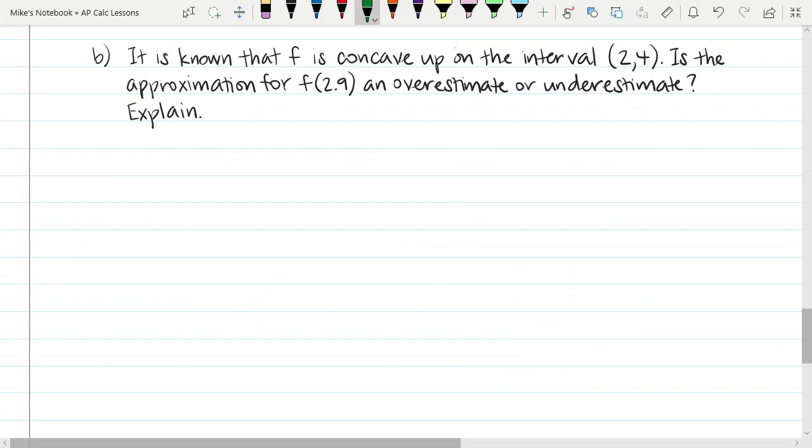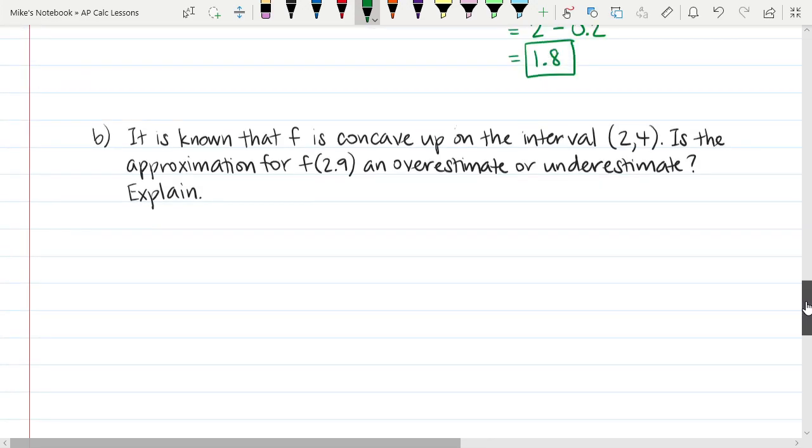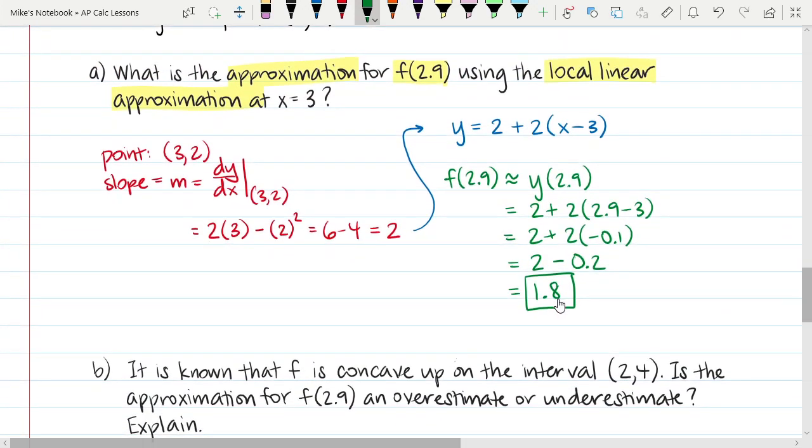This time, however, there's a part B to the question, and even the previous questions could have had the same question pop up, but you would have had to have been given the information in other ways possibly. So it is known that f is concave up on the interval from 2 to 4. Is the approximation for f of 2.9, meaning the approximation we just found, an overestimate or an underestimate? Explain.